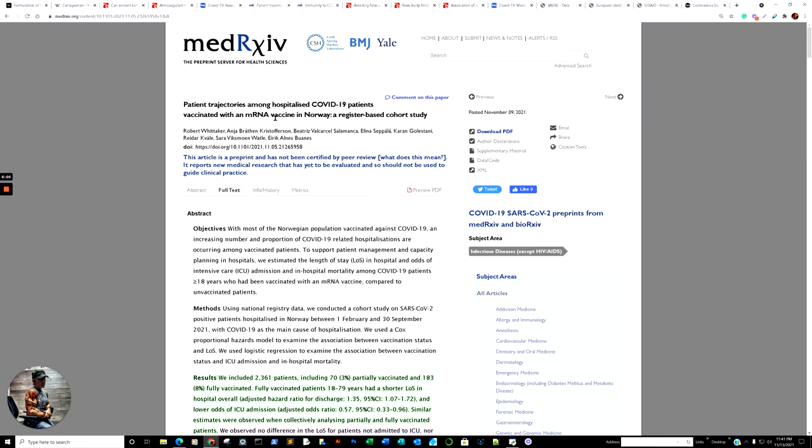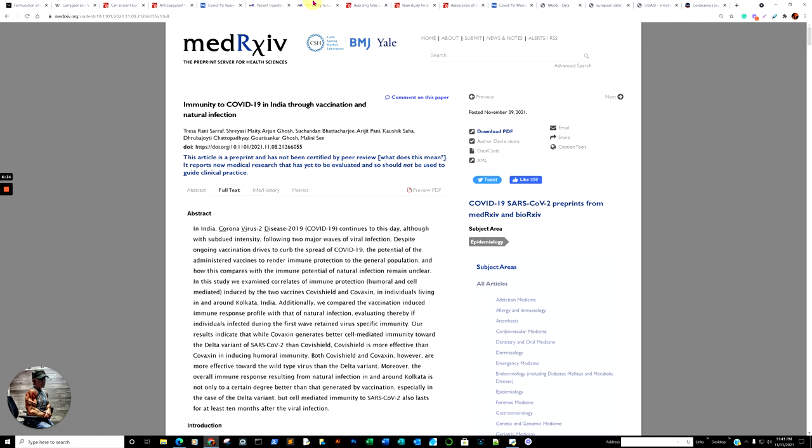Next, after that, patient trajectory in hospitalized COVID-19 patients vaccinated with mRNA vaccine in Norway register. It actually speaks highly of the vaccine. But at the same time, the raw data, which is basically in the study itself, enables you to add a different dimension, maybe not the one intended by the researchers in reference to the outcome, but the raw data itself is of immense value.